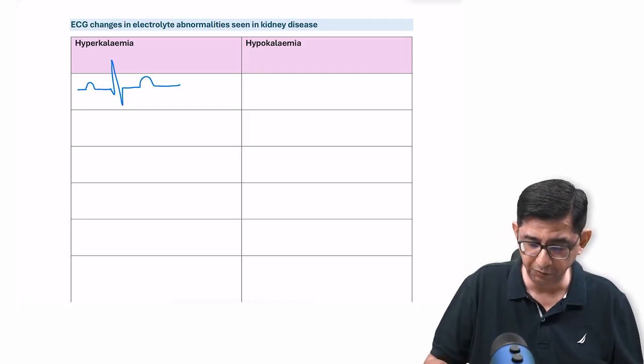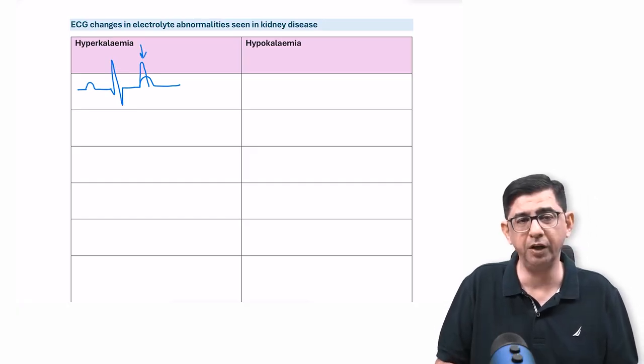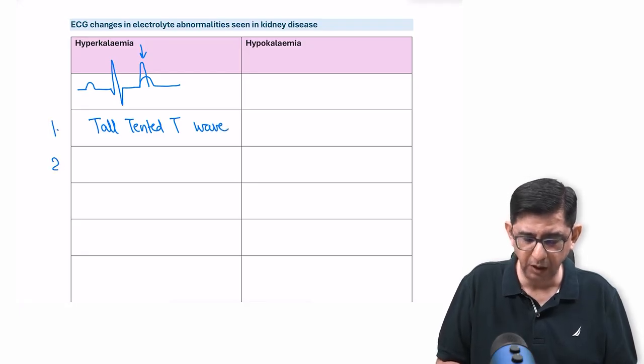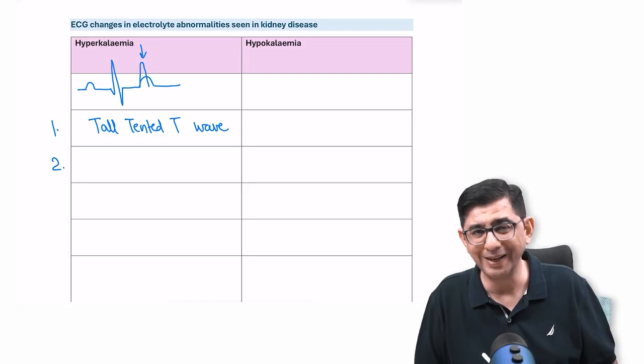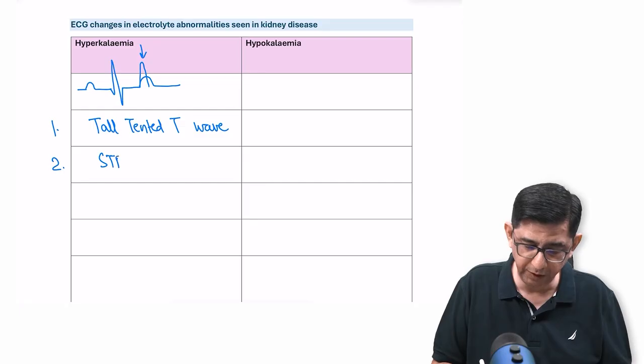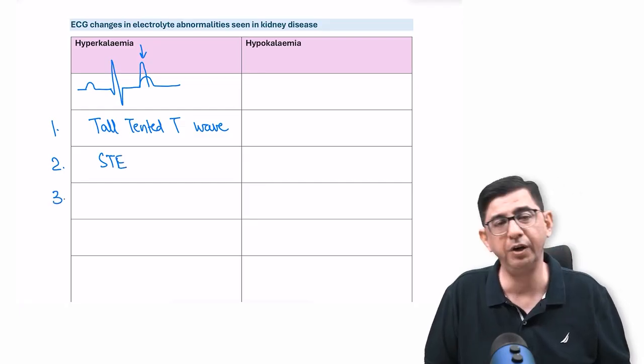So in hyperkalemia, first the height of the T wave will tend to increase. So the initial finding that will be occurring in this patient is presence of tall tented T waves, which should not be mixed with hyperacute T waves of myocardial infarction. After a tall tented T wave, the second thing that you will come across is the ST segment following the T wave. So you'll get ST segment elevation.